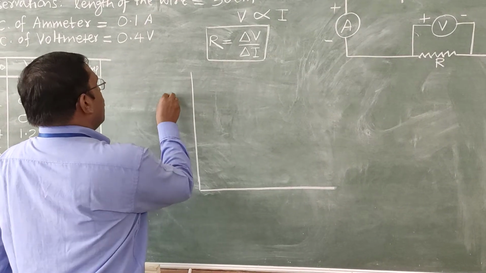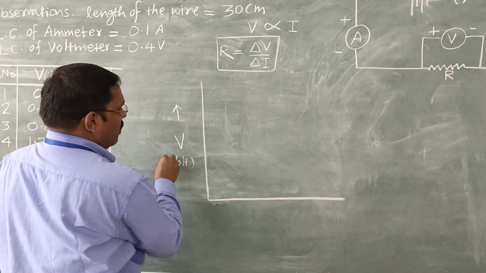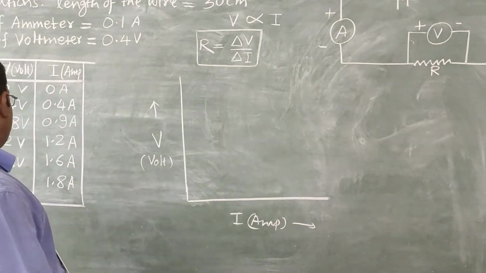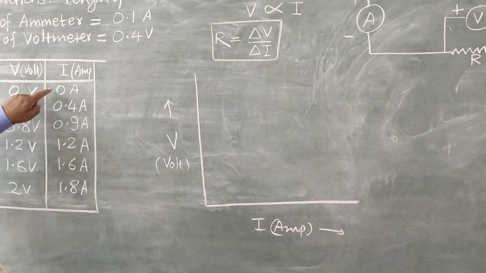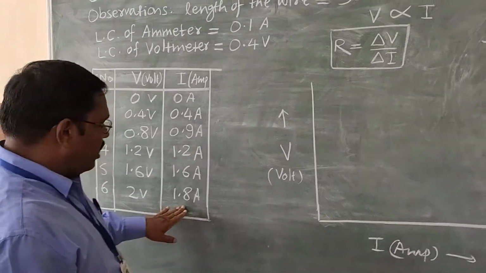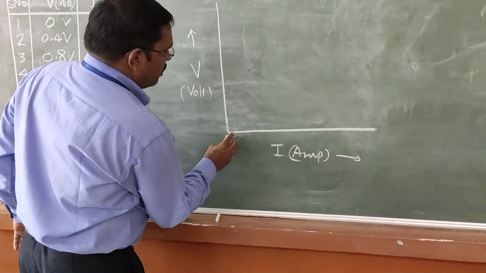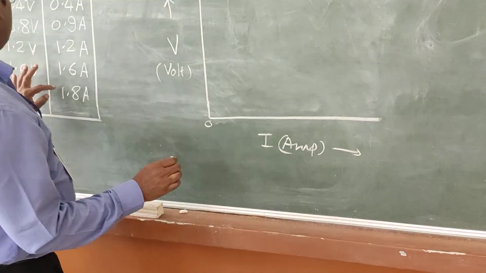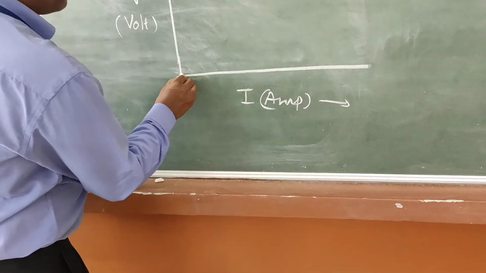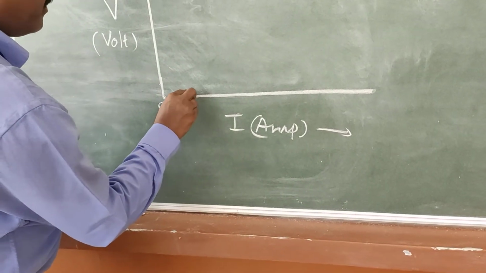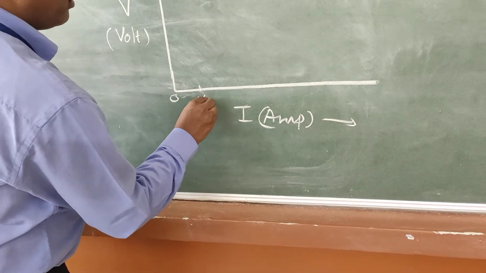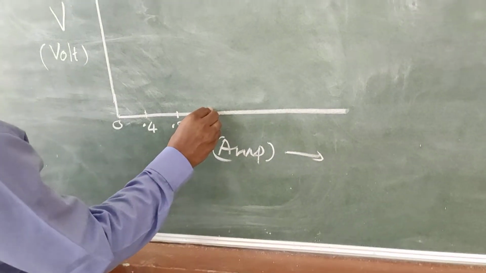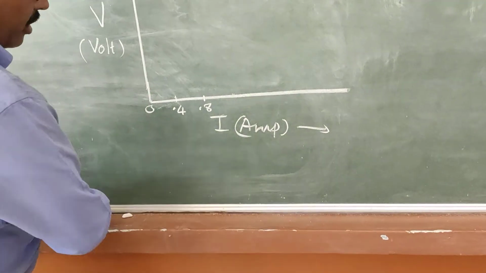Voltage on the y-axis, the unit is volt. Current on the x-axis, the unit is ampere, and according to the readings we have to set the range. It varies from 0 to less than 2 ampere. So we take 0 here. The scale you can choose. Suppose we take 0.4, 0.8, then we have variation, we can take 0.2.